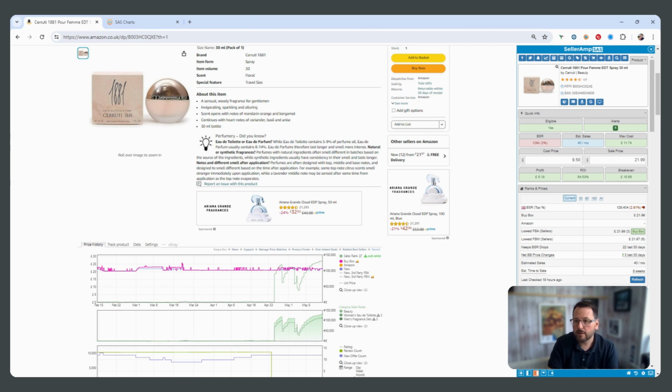We found this perfume and the same sort of deal. Look, we're turning £5 profit on each. It sells 40 times a month. Everything seems to be looking good. Now let's go down to the charts.